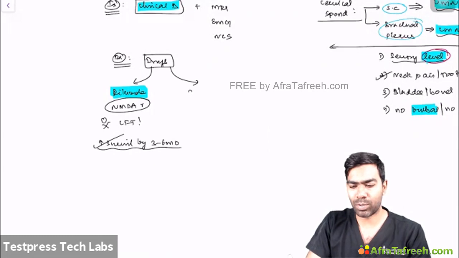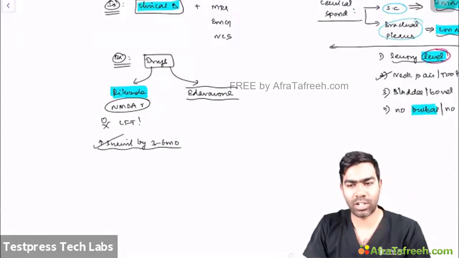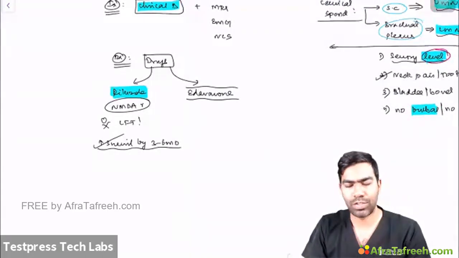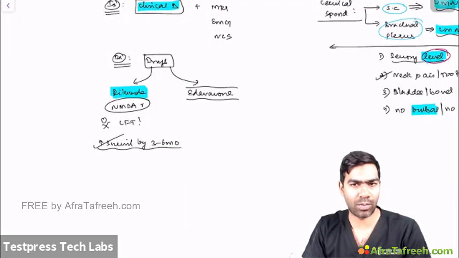Second drug that is approved is Edaravone. And the mechanism of action is completely not understood, but still it's considered to be a neuroprotectant like citicoline, which we are using very commonly in our practice. So Edaravone, this is the second drug that is approved in amyotrophic lateral sclerosis.